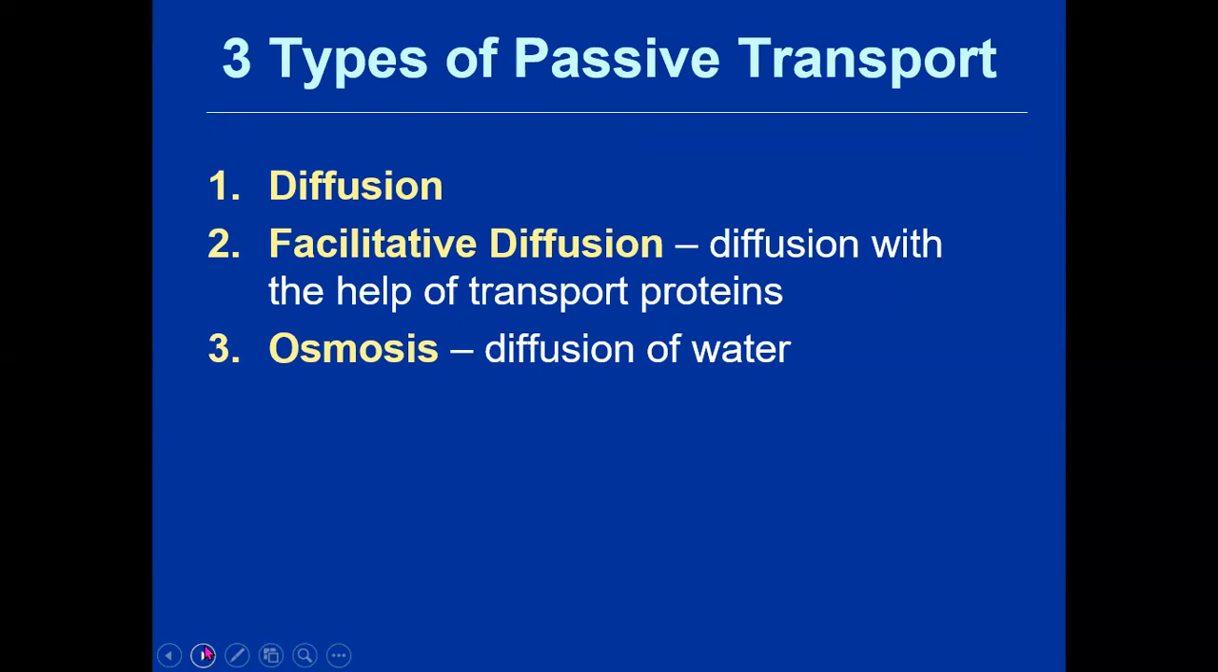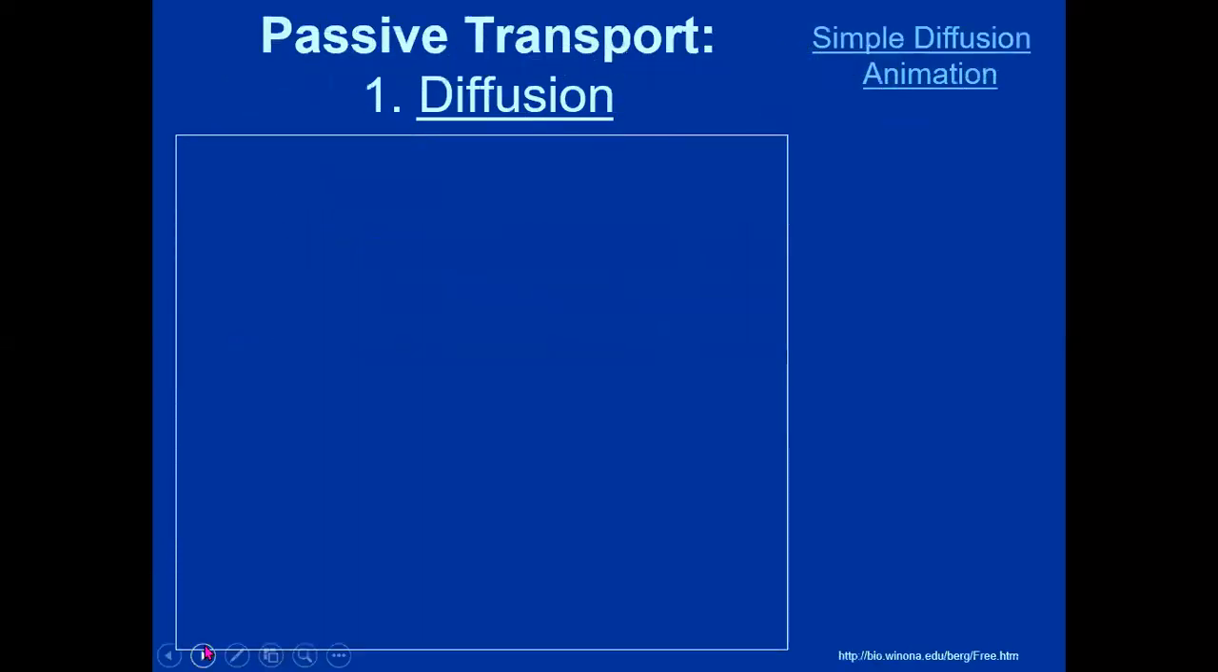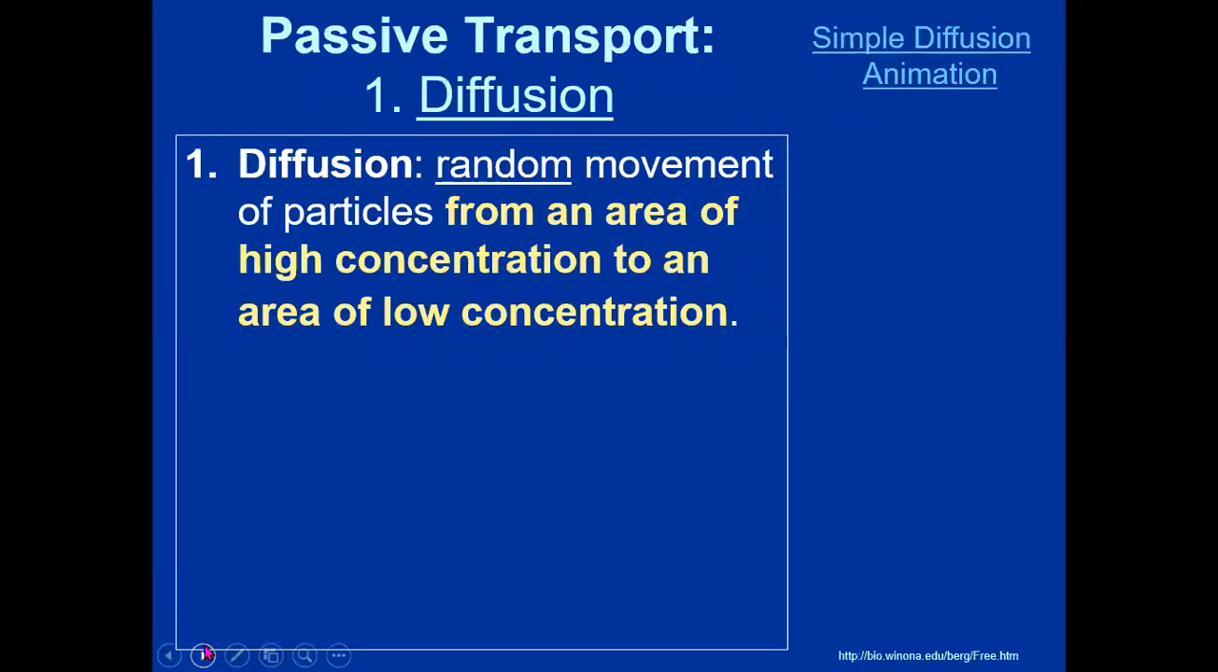Then the other one is osmosis. So osmosis is diffusion, but it is the diffusion of water molecules. In other words, it is a special kind of diffusion whereby what is actually diffusing is water and not anything else. All right, so now let's talk about diffusion.